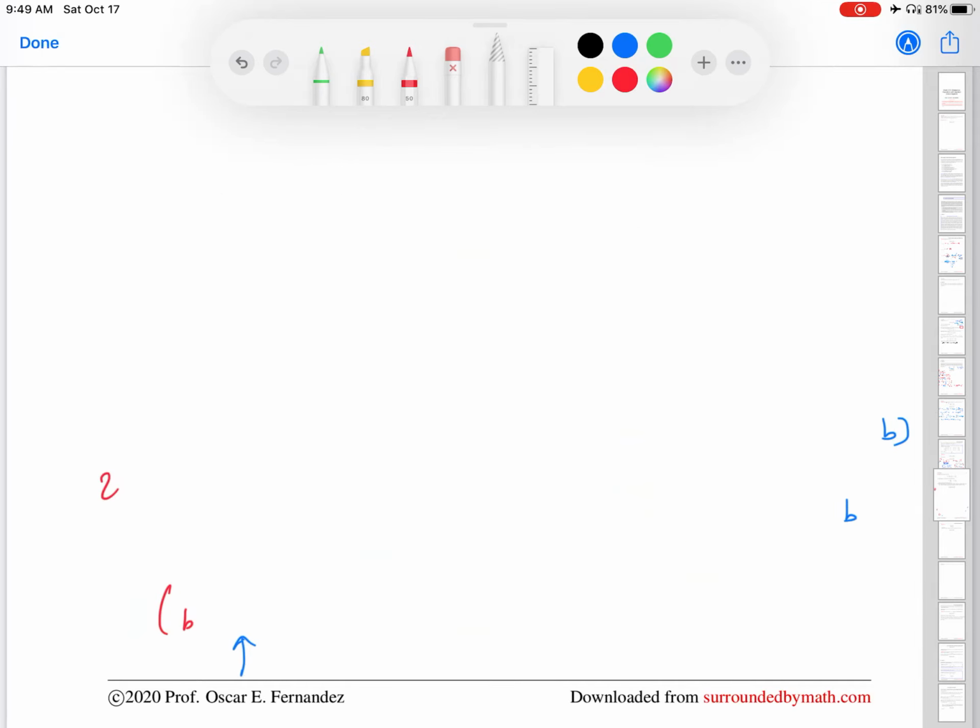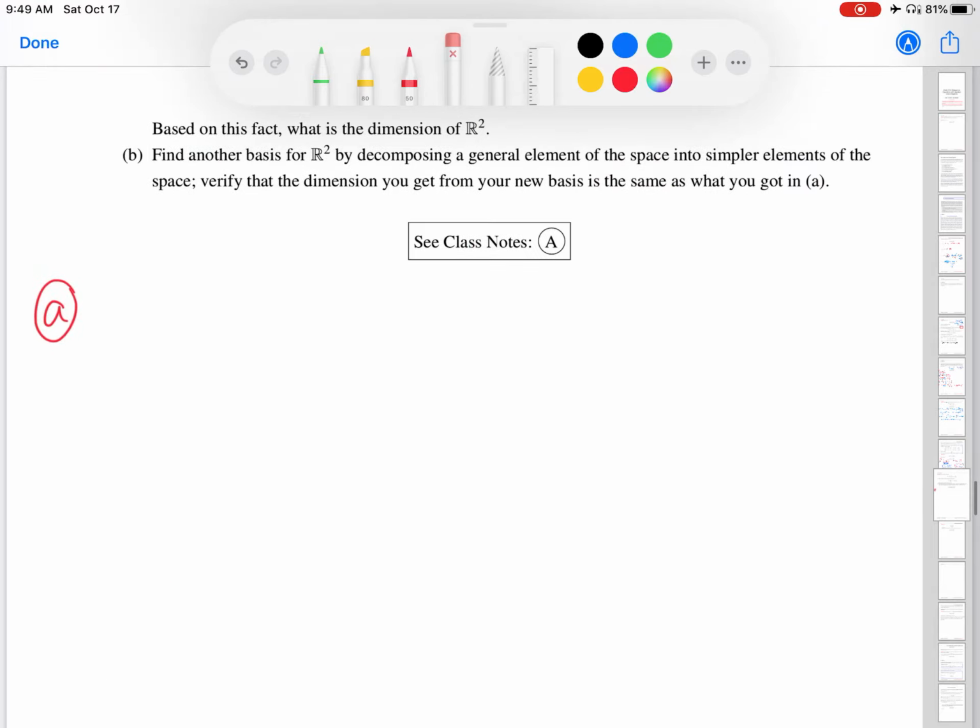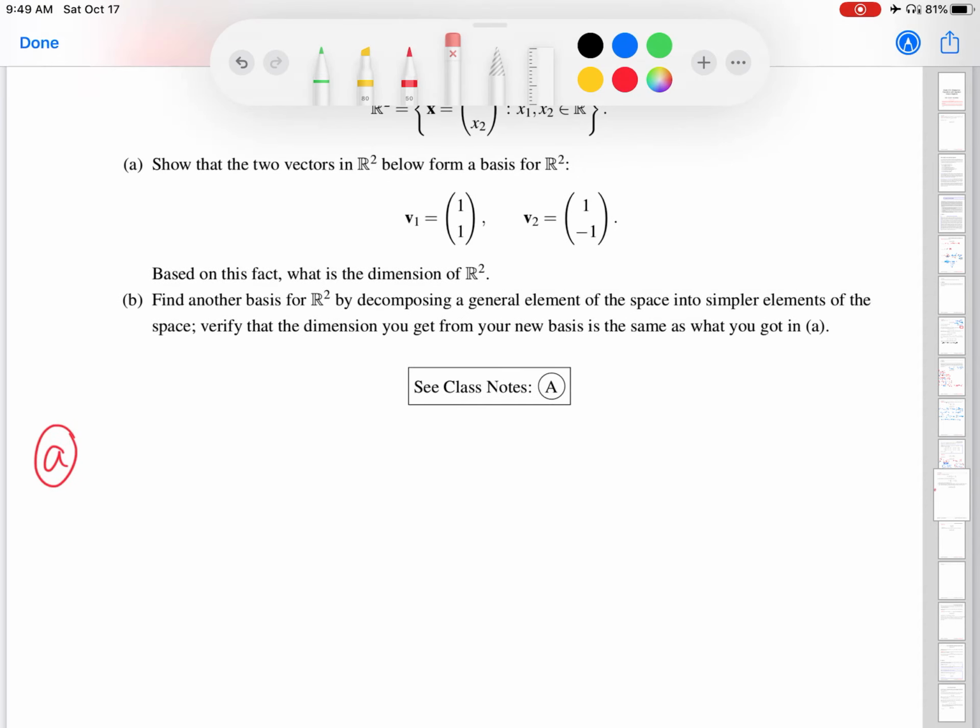And then to find the dimension of the vector space, what do I do? Well, I go back to the definition. So what is the dimension? A couple of minutes ago or so, we talked about it. The dimension of R2 is the number of elements in the basis. So it's 2. Okay, I'm sure you already knew that, right?